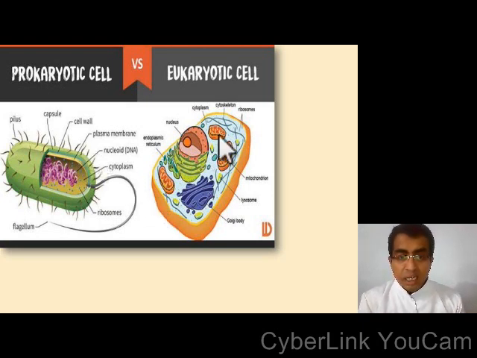Here you can see all the cell organelles are present in the eukaryotic cell, whereas they are absent in the prokaryotic cell. The nuclear membrane is absent, only a nucleoid is present in the prokaryotic cell. Here you can see a well-defined nucleus and nuclear membrane.